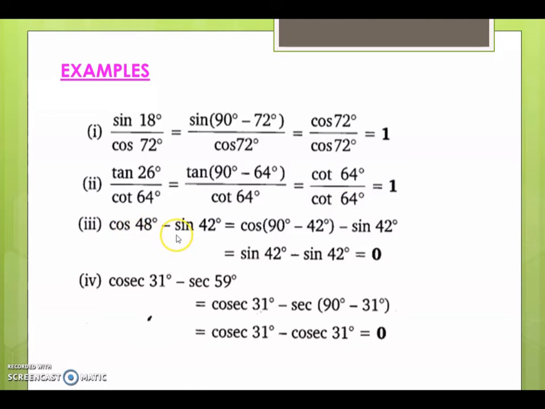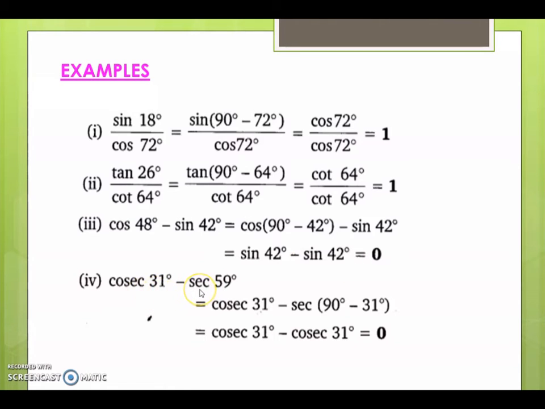Same way, cos 48 degree minus sin 42 degree. Here also 42 plus 48, they add up to 90. So, one of the angles you can change in terms of the other. So, cos 48 can be written as cos of 90 minus 42. Cos 90 minus theta is sin theta. So, sin 42 minus sin 42, which will give you 0.